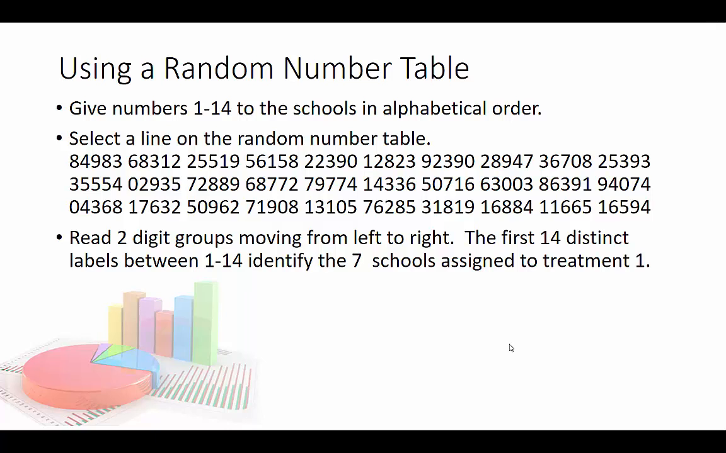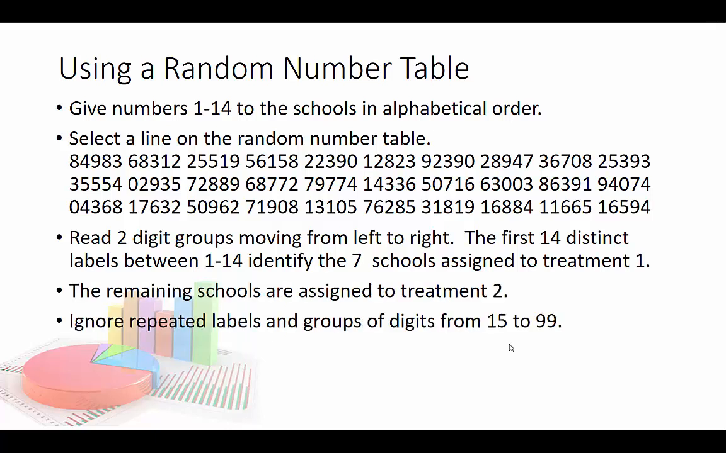The 14 distinct labels between 1 and 14, and I really should say 0, 1, and 14, will be assigned to treatment 1, and the rest will get treatment 2. You need to ignore repeated labels and groups of digits from 15 to 99, and actually you also need to ignore 0, 0, which I left off here.